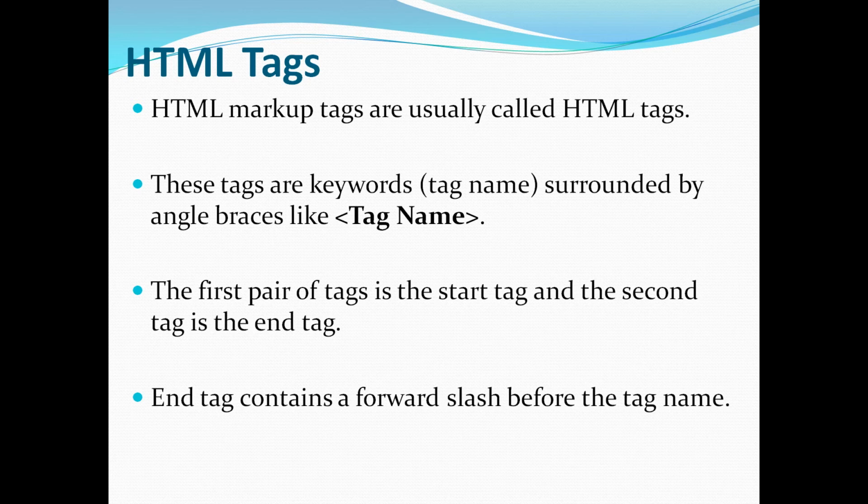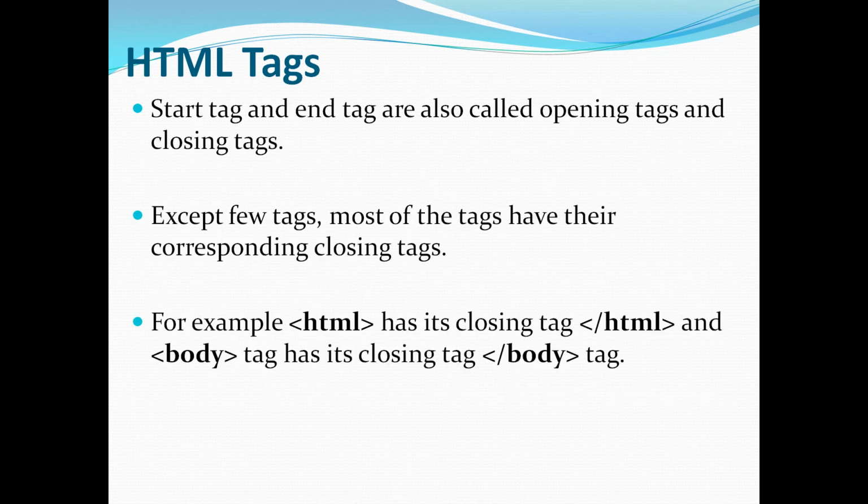A pair tag means one starting tag and one end tag will be there. Normally, the first tag is known as the start tag, and the second tag is known as the end tag, or the starting tag and closing tag. The end tag contains a forward slash before the tag name. Start tag and end tag are also called opening tags and closing tags.